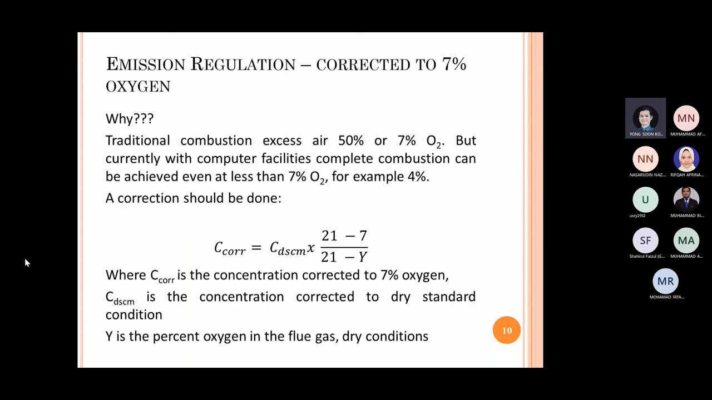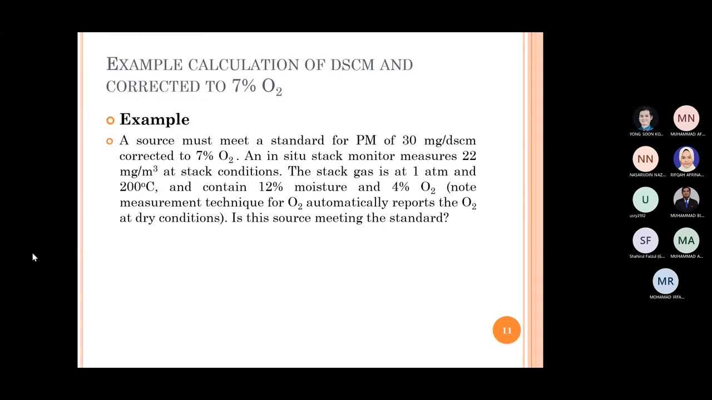So there are a lot of corrections that you need to do, because the emission gas sample you collect from the stack may vary depending on different combustion technology and, of course, the condition at the time of sampling. So there is one example that you can try, and let me read you the question. In this example, you were given a task to calculate the level of pollutants under STP, DSCM, and they ask you whether the level emitted by this stack meets the standard.